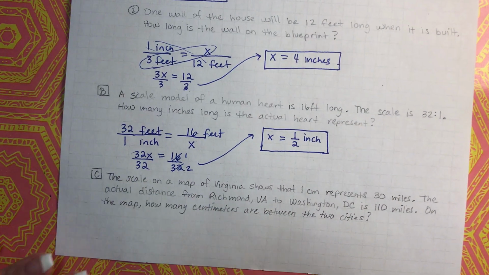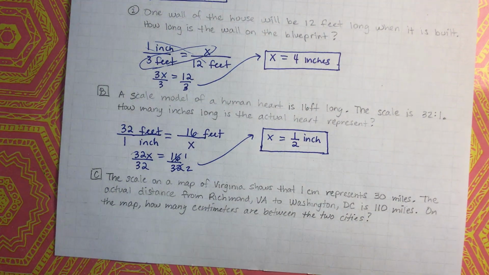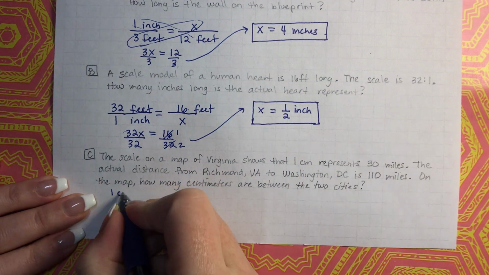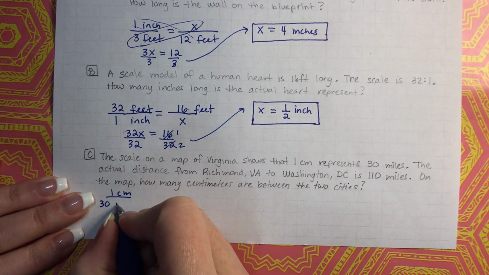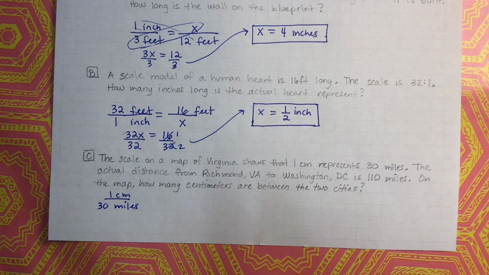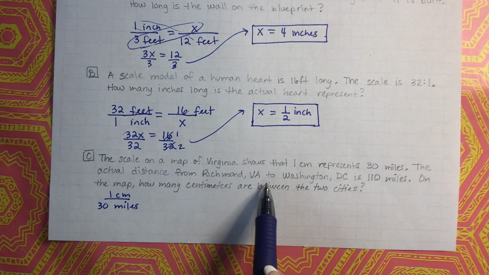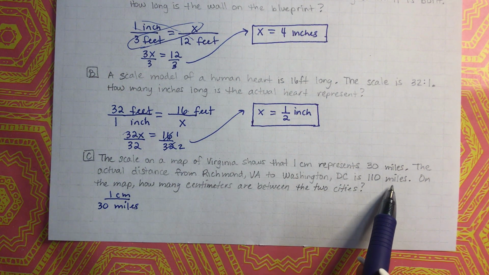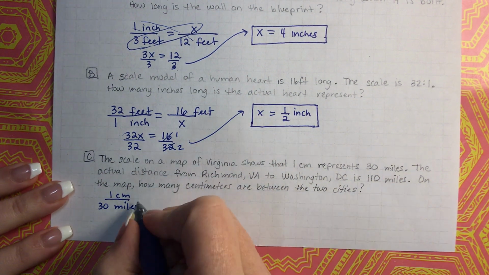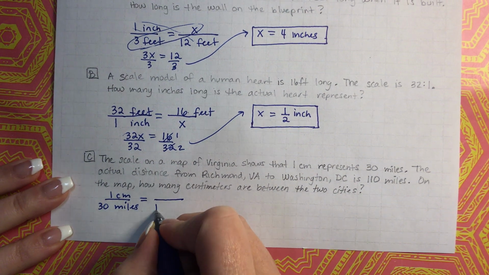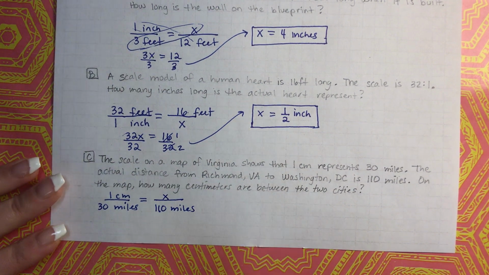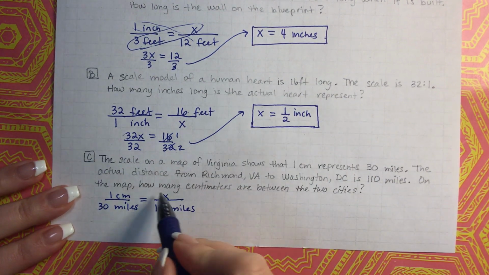Okay, let's go to the next one here. It says the scale on a map of Virginia shows that 1 centimeter represents 30 miles. So we have 1 centimeter representing 30 miles. The actual distance from Richmond, Virginia to Washington, D.C. is 110 miles. On the map, how many centimeters are between the two cities? So we have 110 miles. That's going to go on the bottom with the miles information. And we want to know how many centimeters. We don't know that, so that's going to be our X. And then we just do the cross products property.